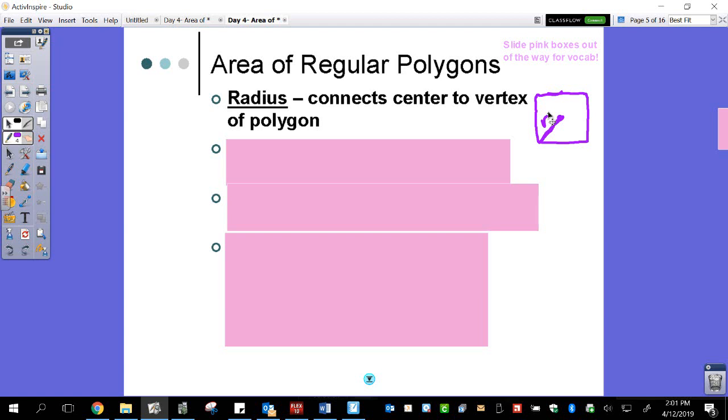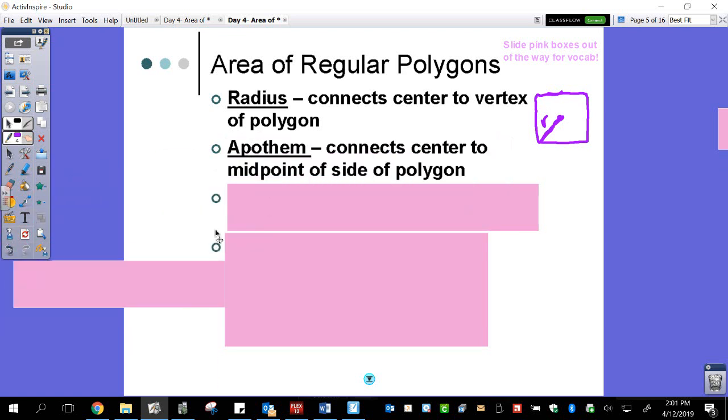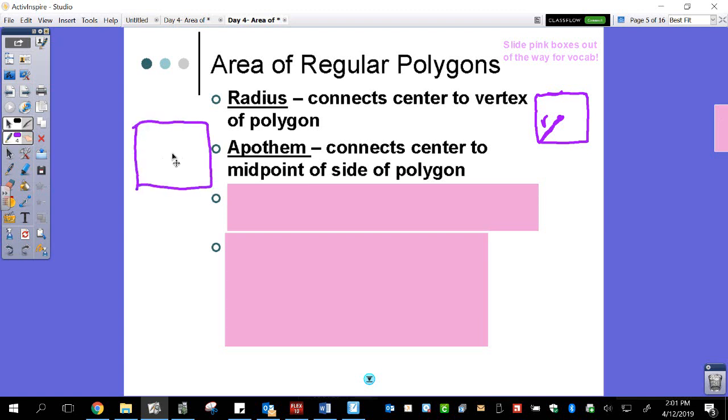A new word we're learning today. It sounds like a possum if you had a lisp. It's called an apothem. So like if you're talking about a possum but you have a lisp. Apothem. What an apothem is, y'all, connects, if I had a square, my center to the midpoint.